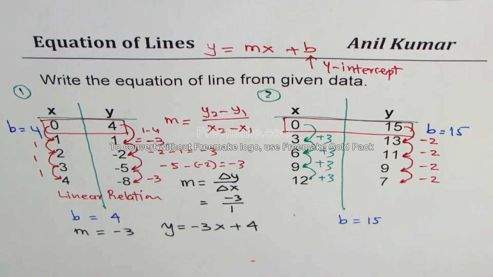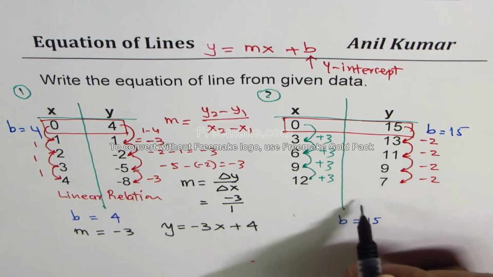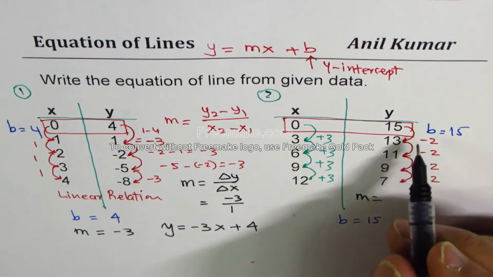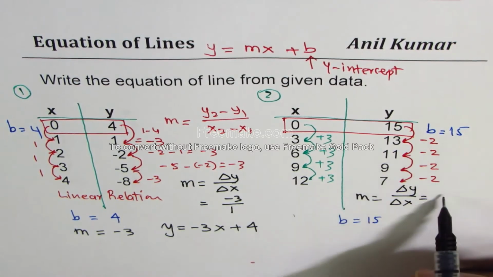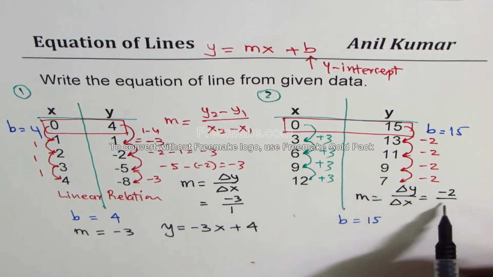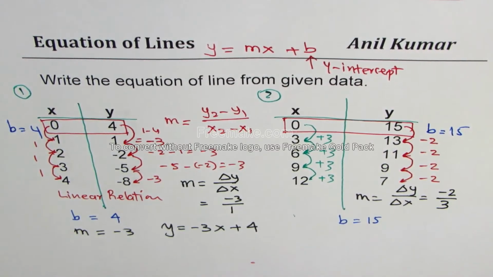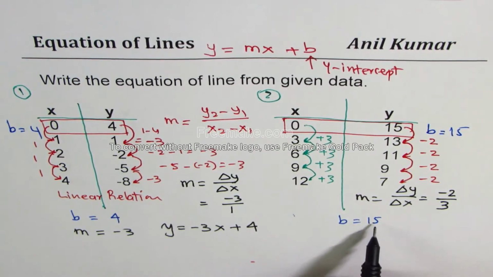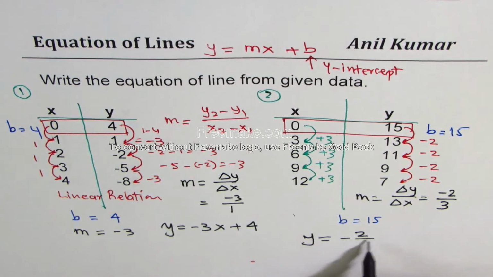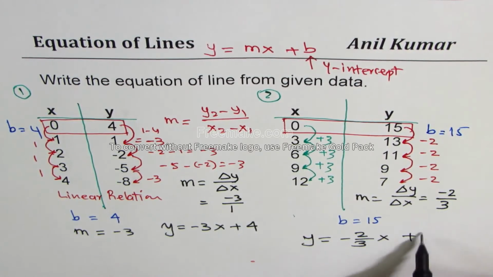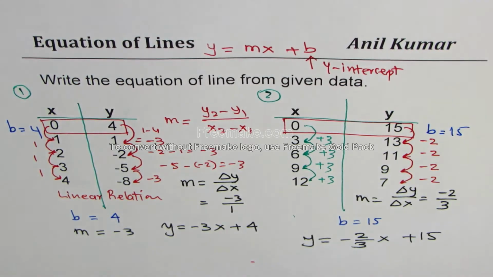And therefore, we can say that the slope m is equal to change in y over change in x, which is minus 2 over plus 3. So that becomes the slope. We know the y-intercept is 15, and therefore the equation is y equals minus 2/3 x plus 15. Correct? So I hope this process is absolutely clear.